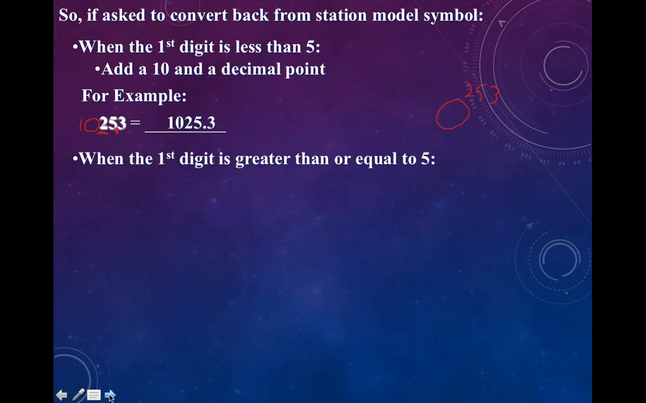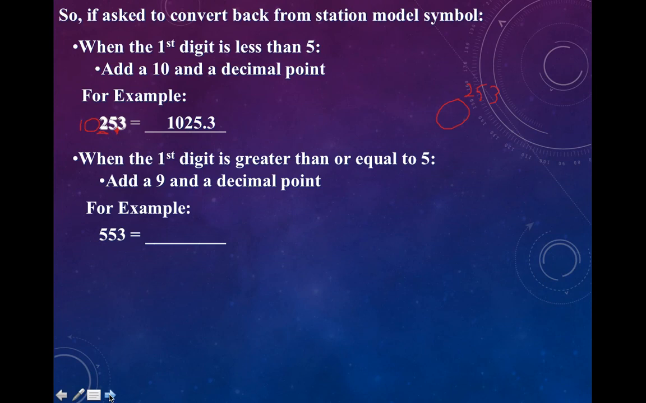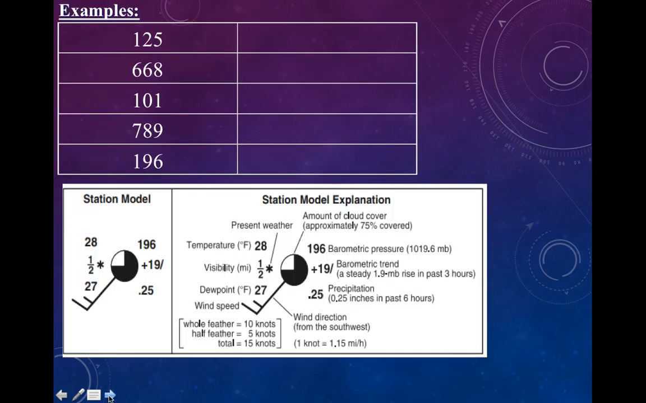Now, what if the first digit is 5, 6, 7, 8, or 9? Then again, look at the first digit. This is 5 or higher, right? 5, 6, 7, 8, or 9. And what you do now, instead of adding a 10 in front, you add a 9 in front. And then put a decimal point before the last digit. So this would be 955.3. Okay? And that is our rule.